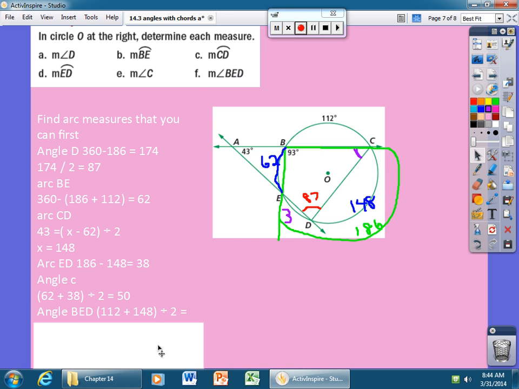The last thing they asked me to find is the measure of angle BED, and I'm going to use the highlighter again so we can see it. BED. Well, I notice that BED intercepts this arc 112 and this arc 148. So I added 112 and 148 and divided it by 2, and that gave me the angle measure of 130, because I added these two and divided by 2. When I added these, I got 260. 260 divided by 2 is 130.